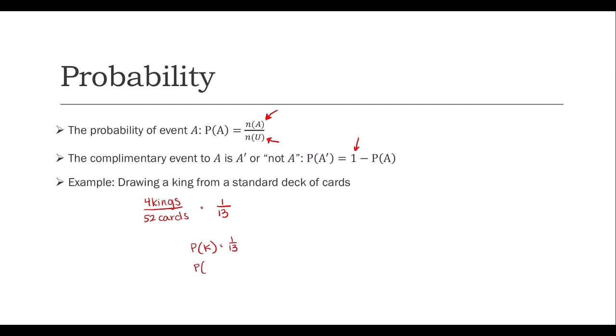Our probability of not king equals 1 minus the probability of a king. So that would be 12 over 13. Which makes sense because there's 48 cards that are not kings out of our 52 total cards. So that simplifies to 12 out of 13. So that's how you would do simple probability problems.